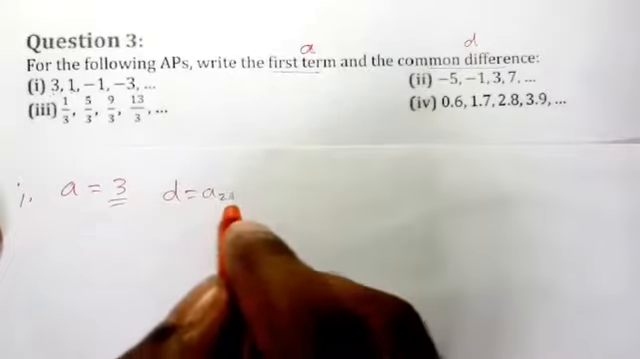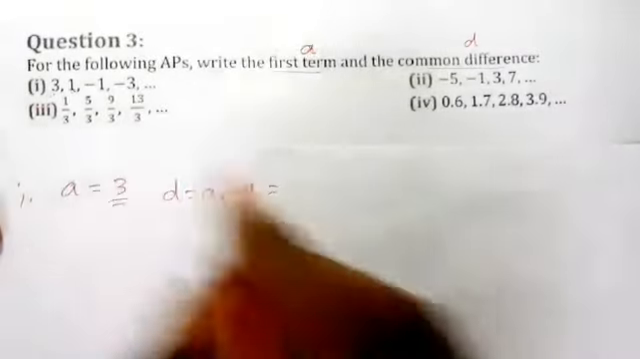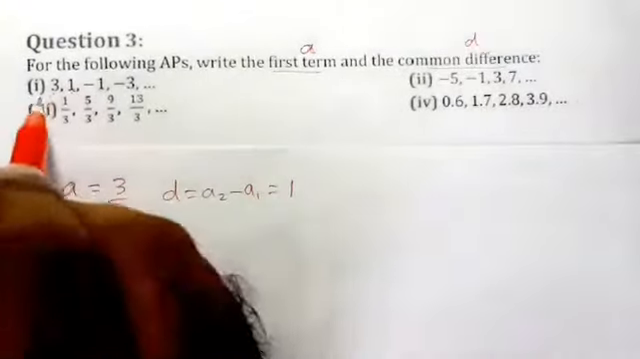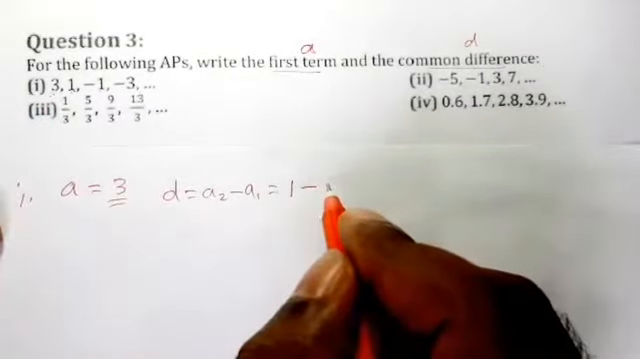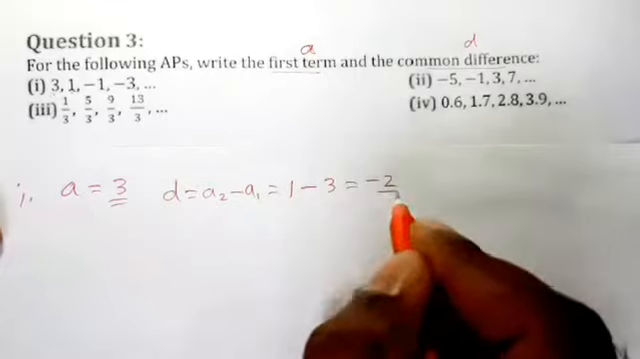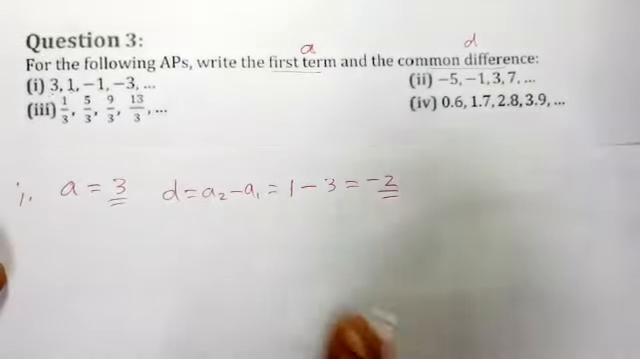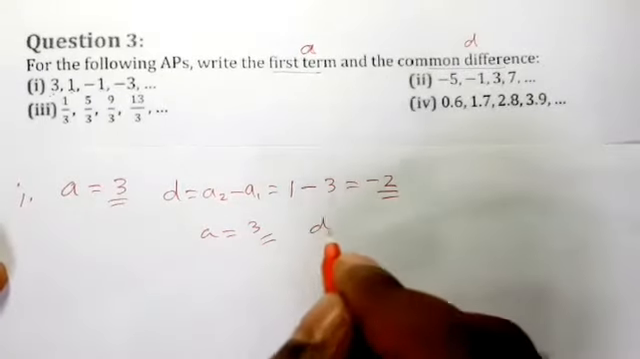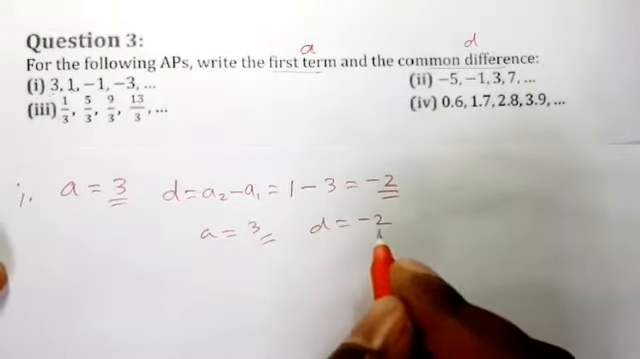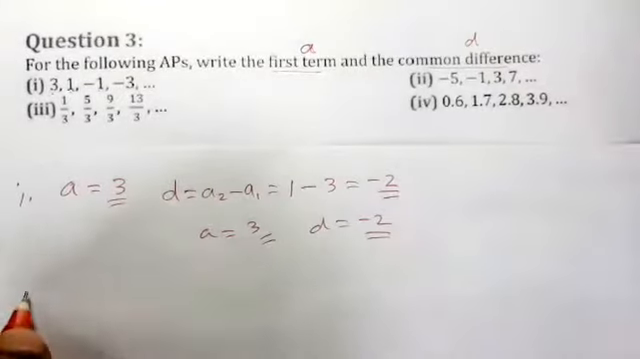So I am writing here A2 minus A1. A2 means the second term, which is 1, and A1 is 3. So A2 minus A1 means 1 minus 3, which is equal to minus 2. So this is the common difference. So we got A is equal to 3 and D is equal to minus 2. Now the second question.